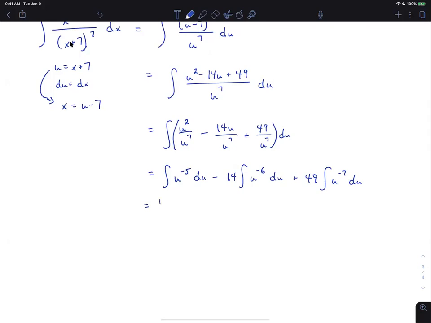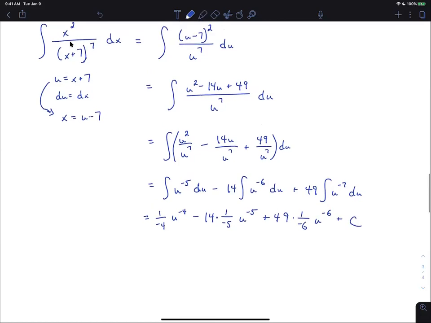The integral of u to the negative 5 is 1 over negative 4 u to the negative 4. And then minus 14 times 1 over negative 5 u to the negative 5. And plus 49 times 1 over negative 6 u to the negative 6. Plus c, and we're not done. Does everybody follow it to there? Pretty good.